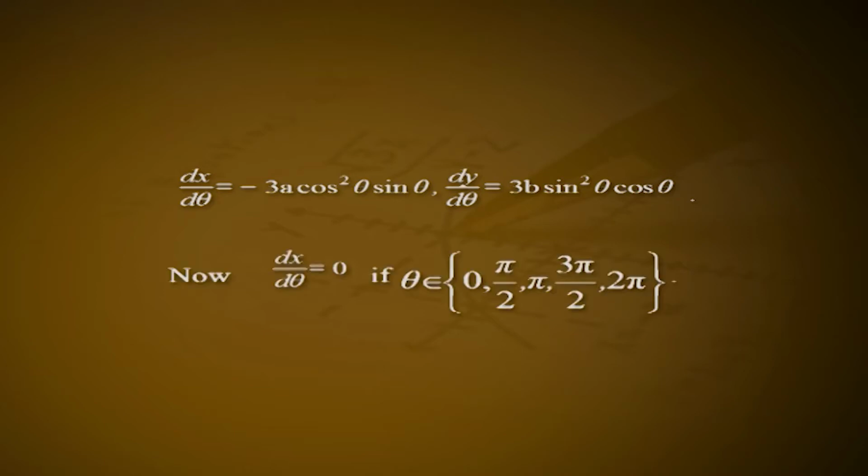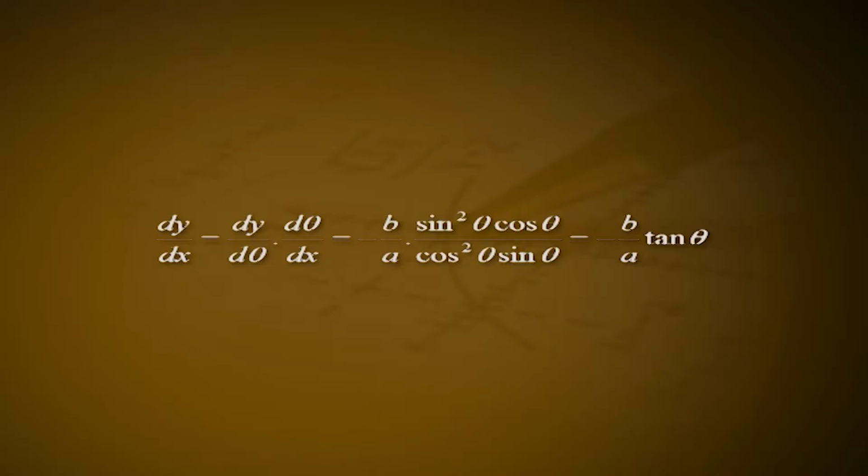Again we have dx by d theta is equal to minus 3a cos square theta sin theta, dy by d theta is equal to 3b sin square theta cos theta. Now dx by d theta is equal to 0 if theta belongs to the set {0, pi by 2, pi, 3 pi by 2, 2 pi}. It follows that dy by dx is equal to dy by d theta into d theta by dx, which is equal to minus b by a into sin square theta cos theta divided by cos square theta sin theta, which is equal to minus b by a tan theta for the values of theta for which dx by d theta is not equal to 0. Also, theta tends to 0 implies dy by dx tends to 0.